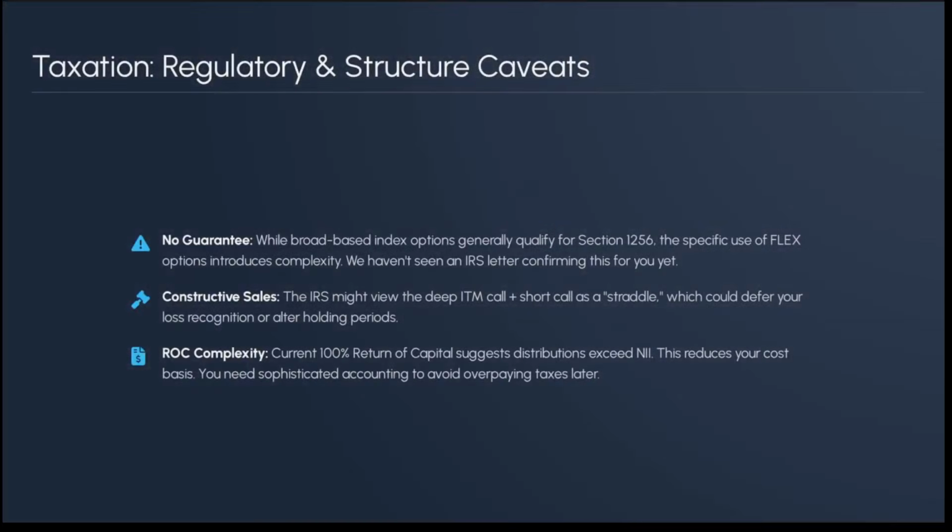Right? Taxation, regulatory, and structural caveats. There's no guarantee. While broad-based index options generally qualify for Section 1256, the specific use of FLEX options, which is synthetic, right? That's what I mean when I say synthetic, it's typically FLEX options, introduces complexity. We haven't seen an IRS letter confirming for you yet. I don't think I found anything. But if you own this, and you've gotten one, let me know, because I haven't seen anything in terms of the IRS giving out this type of specific paperwork. I haven't found anything online.